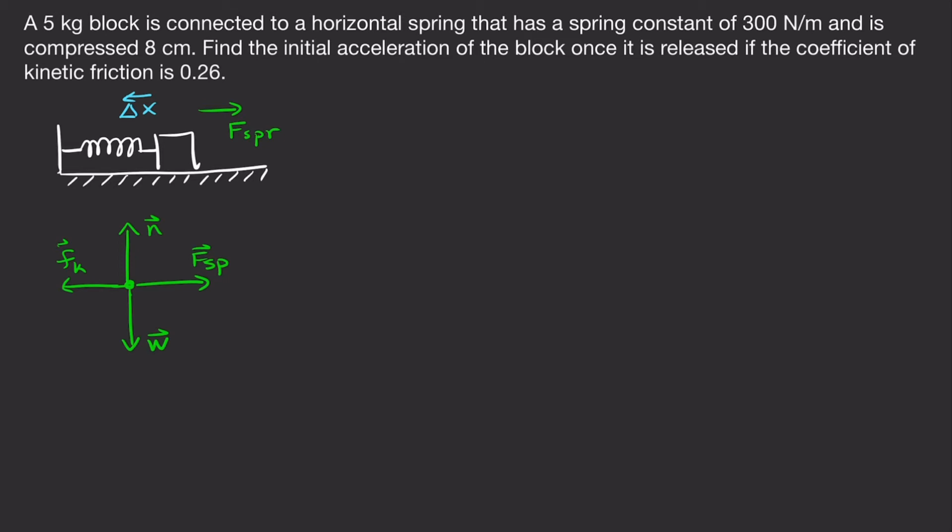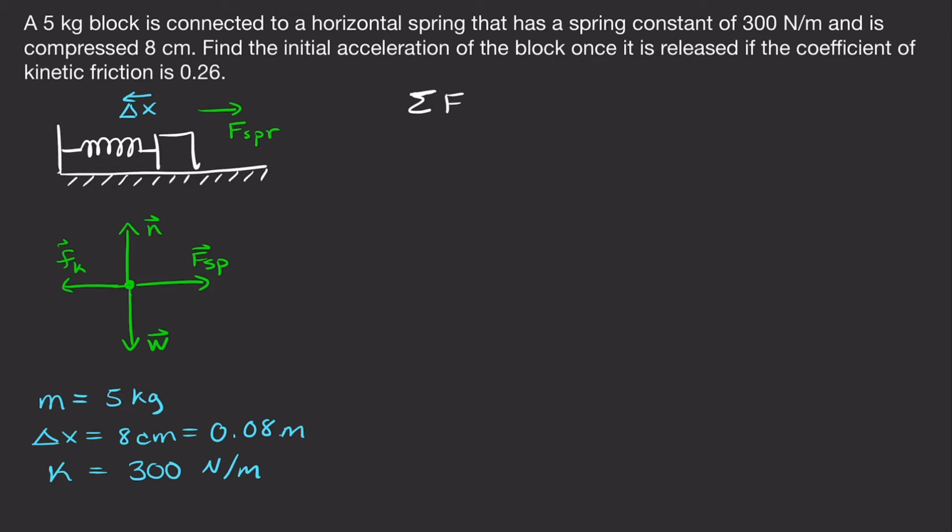Okay, and so then if I write everything I know, the mass of the block is 5 kilograms. It's been stretched 8 centimeters or 0.08 meters, and our spring constant is 300 newtons per meter. Okay, so now, just like all force problems, I'm going to start by doing Newton's laws and summing up all the forces. So I'm going to start with the forces in the y direction.